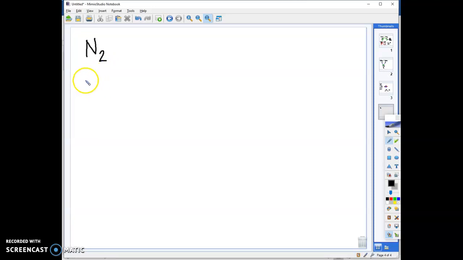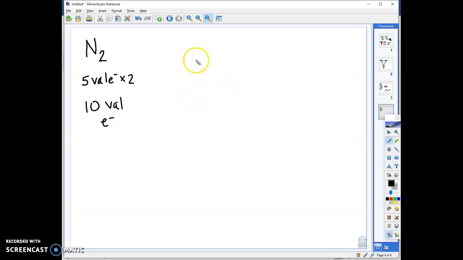The next thing I need to do is determine how many valence electrons I have. Nitrogen is in group 15 on my periodic table, and because it's in group 15, it's going to have 5 valence electrons. But I have 2 nitrogens, so I have 10 total valence electrons.